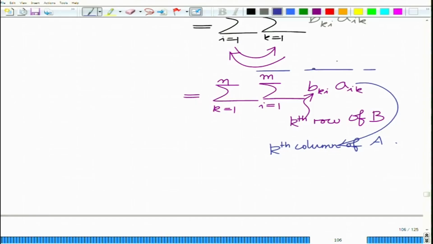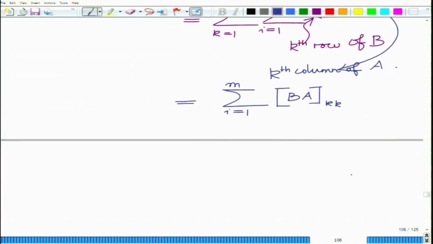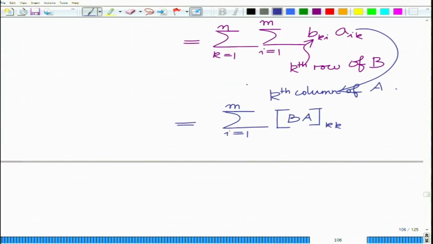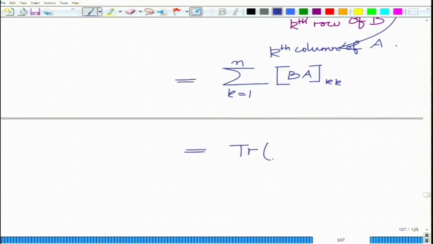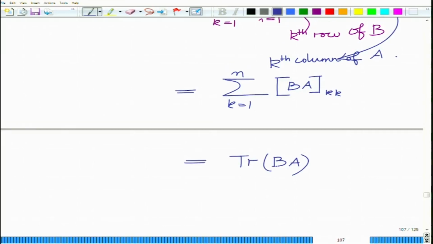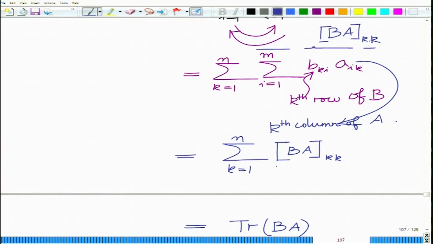So, if you look at this, this is nothing but the kth diagonal element of BA. You are taking the kth row and kth column of the matrix product BA, and therefore this is the summation over i equals 1 to m, which gives the kth diagonal element of BA. And you are taking the sum over k equals 1 to n of all the diagonal elements BA kk, which is nothing but the trace of BA.